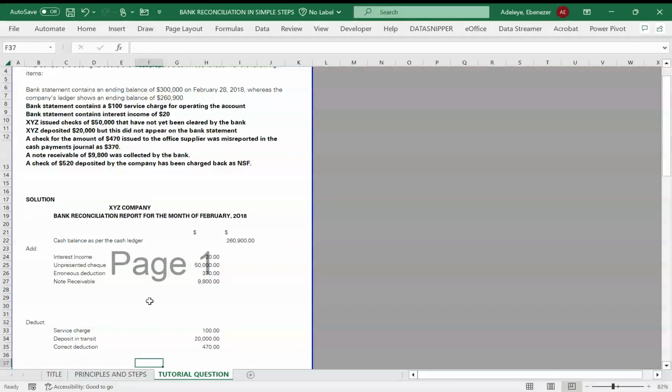Then the last one is a check of $520 deposited by the company has been charged back as non-sufficient fund. So in this particular case, the company has deposited $520, right? But as a result of the fact that there was not enough.